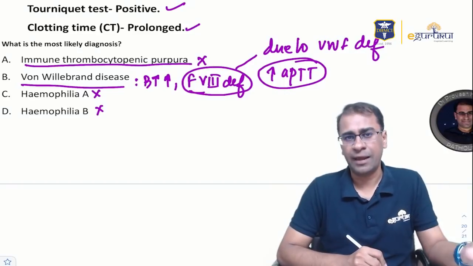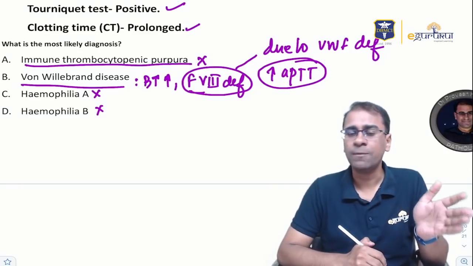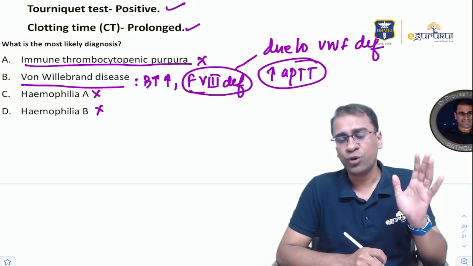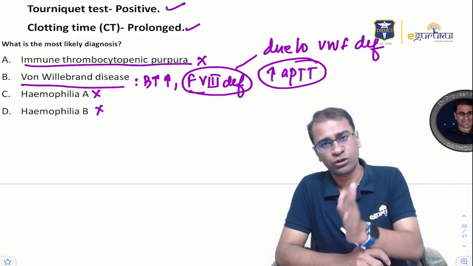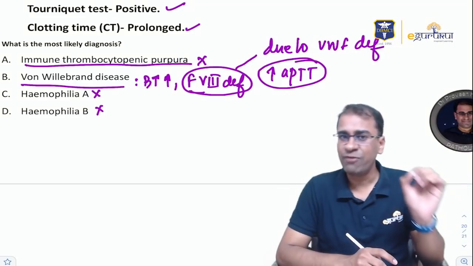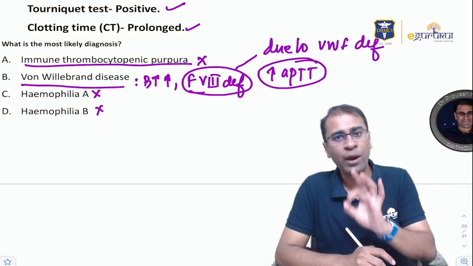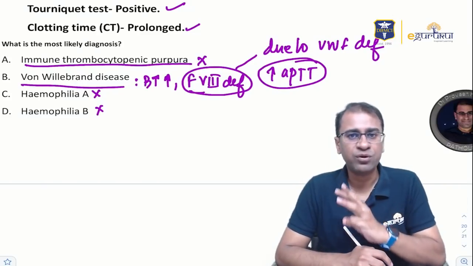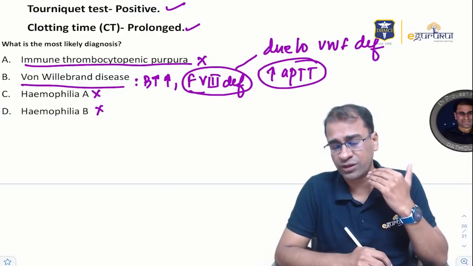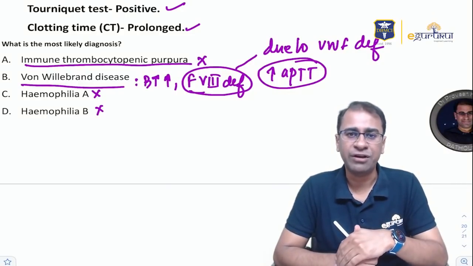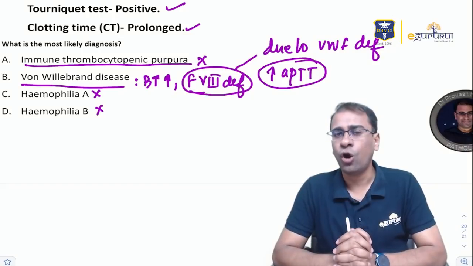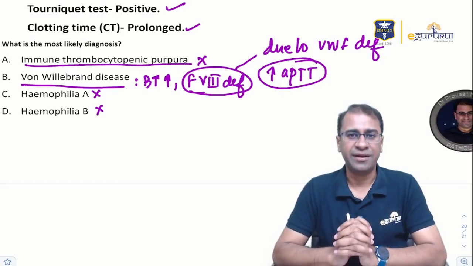Remember, VWD is of three types: type 1, type 2, type 3. Type 1 is autosomal dominant, type 2 is autosomal dominant, type 3 is autosomal recessive. Type 1 has mild deficiency, type 2 has a qualitative defect, and type 3 has a severe deficiency of the von Willebrand factor, and hence that disease is autosomal recessive in nature.